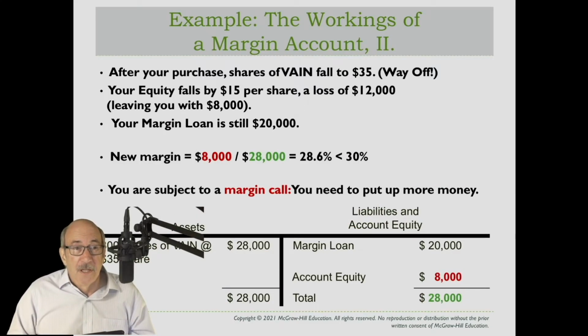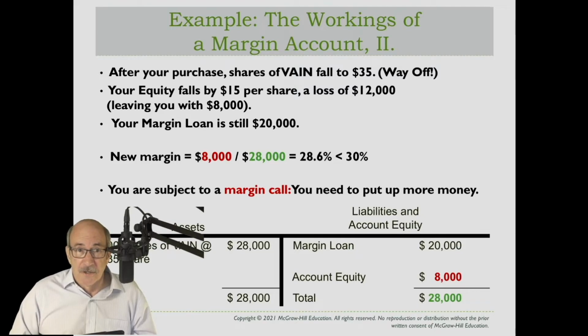Now, let's assume that after that purchase, the price drops to 35. So our equity falls by $15 per share times 800 shares, a loss of $12,000. And remember, that's all on us. We still owe the $20,000 to the broker. They're not going to reduce that. They're not sharing in the gains, so they're not going to share in the losses, right?